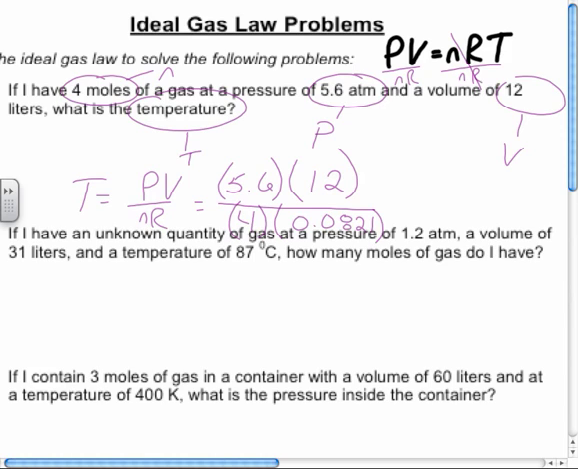0.0821. So now it's just a matter of getting your calculator, doing 5.6 times 12 divided by 4 divided by 0.0821. And we won't worry about significant figures. I'll just call it 205.